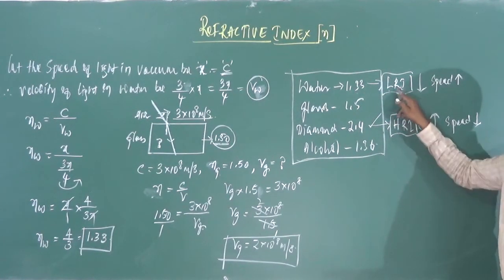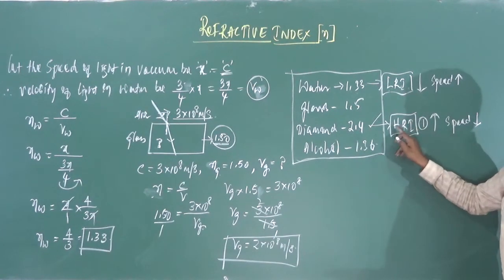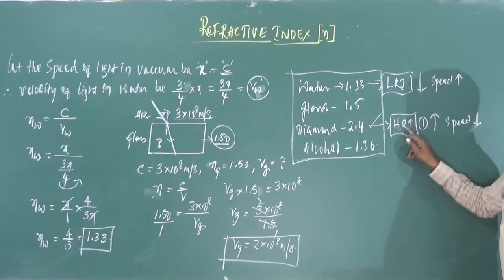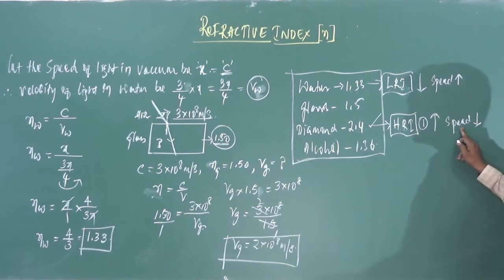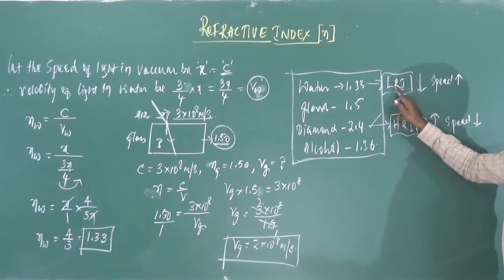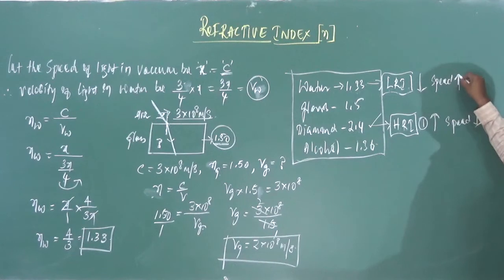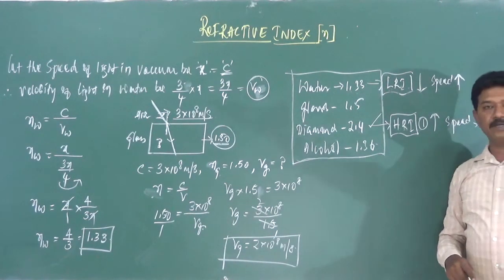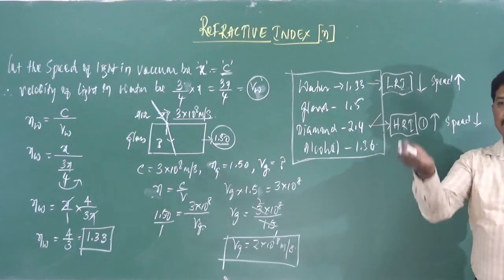So what is the difference between lowest refractive index and highest refractive index? A particular substance having the highest refractive index will have lesser speed of light. In the sense, the light travels at the lowest speed in that particular substance. And in the substance having the lowest refractive index, the speed of light will be very, very high. So you have to remember this. Highest refractive index, lower the speed. Lower the refractive index, higher the speed.